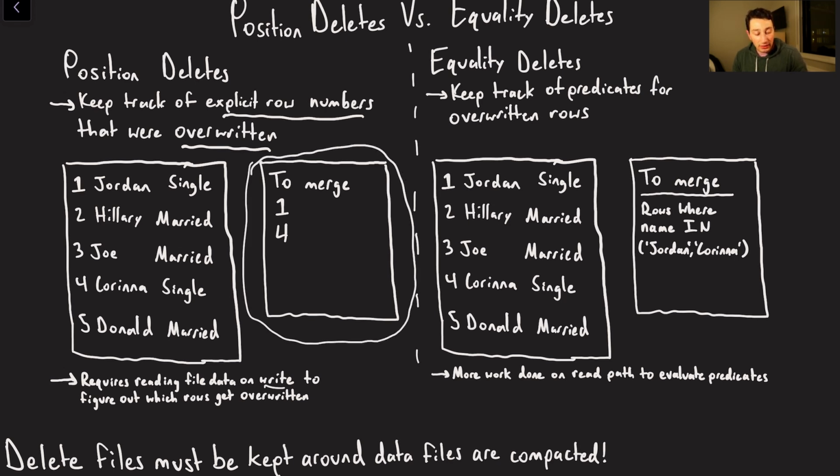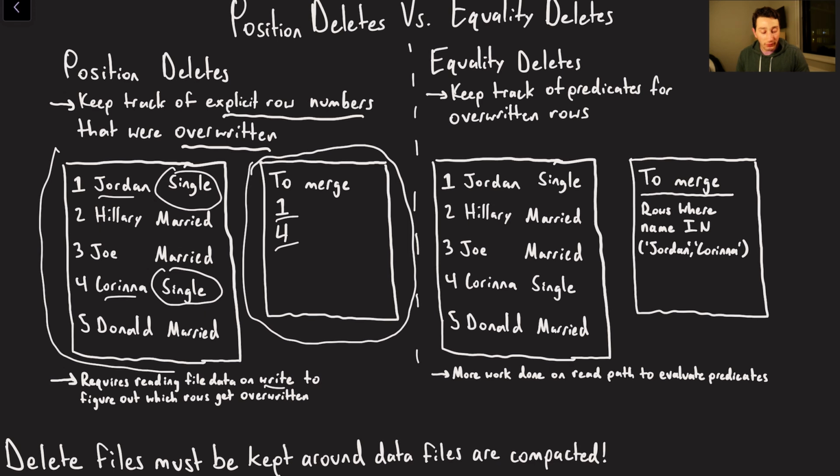So in this case, note how Jordan and Corinna are being moved to married at the same time. Odd coincidence. I don't know if they're related, but correlation doesn't imply causation, as they say, but in this case they might be related. As you can see, all of a sudden row 1 and row 4 have been overwritten, and so we know that if we read this file, we have to check our incremental updates file to actually get the new value for these rows. So there's going to be a little bit more work on the read path as well.